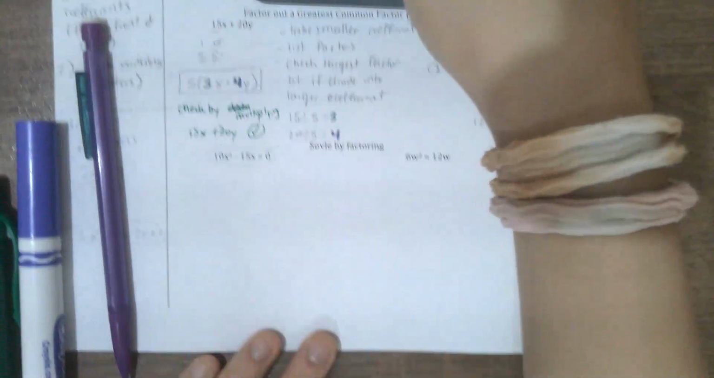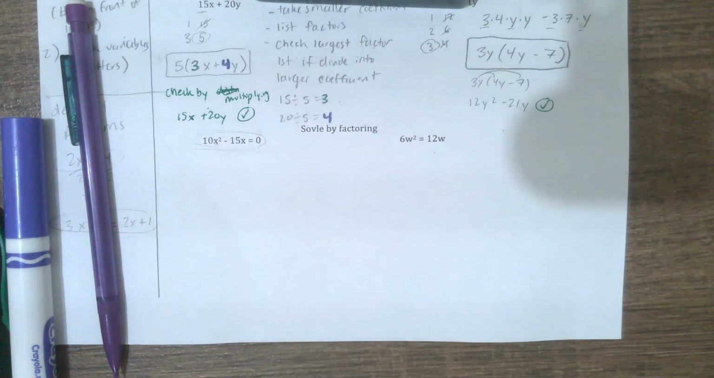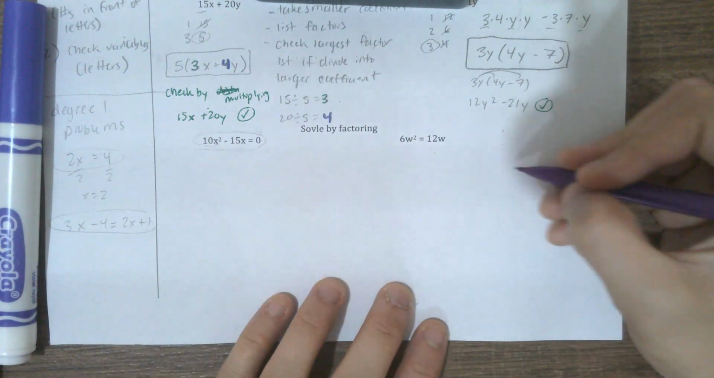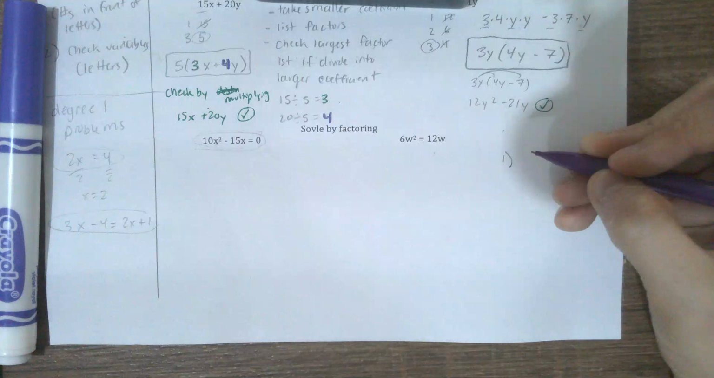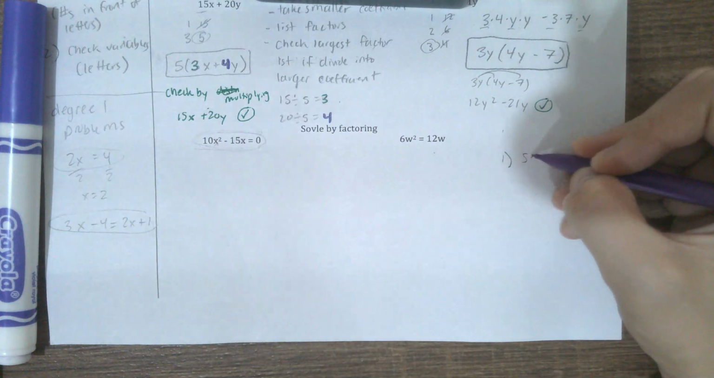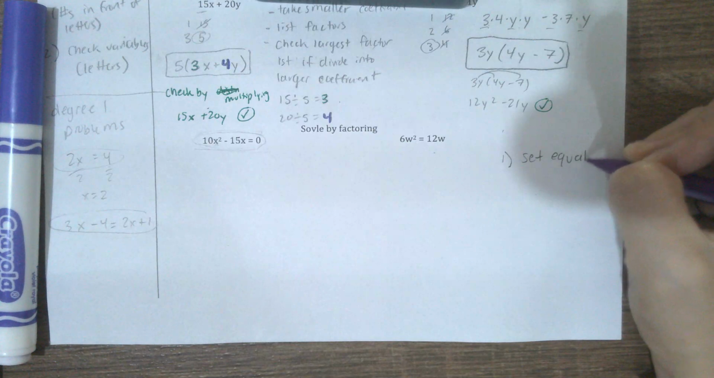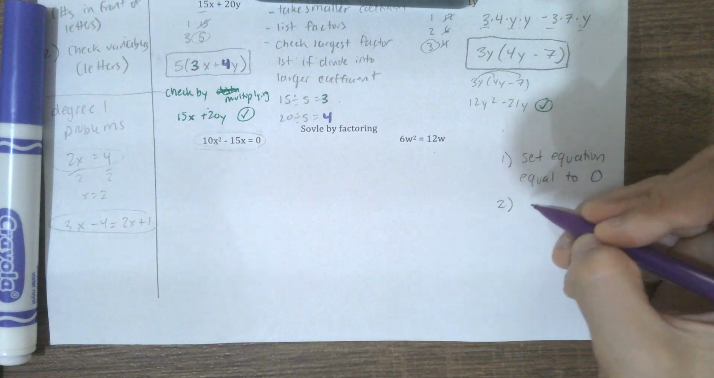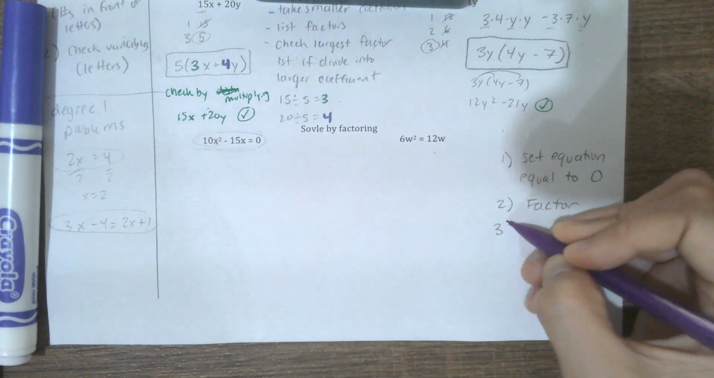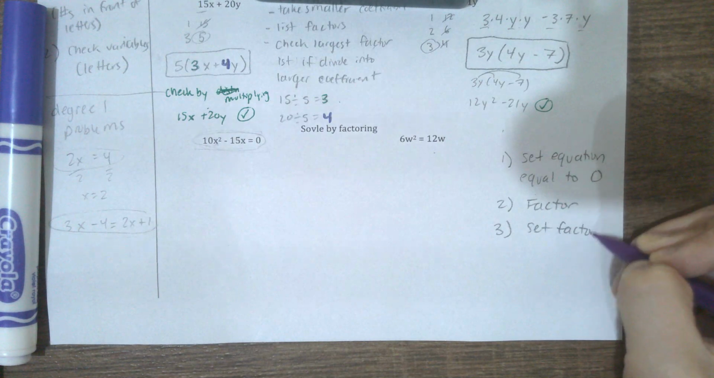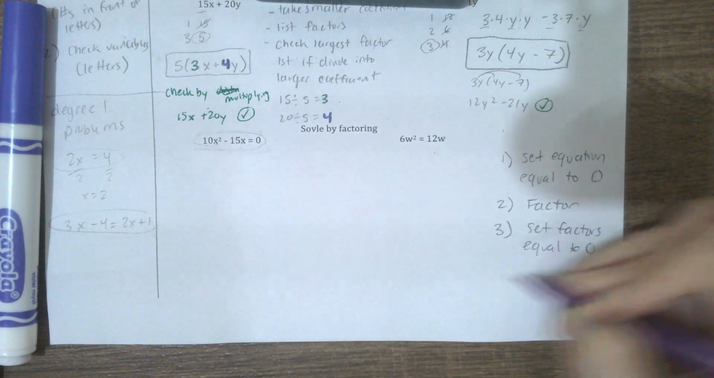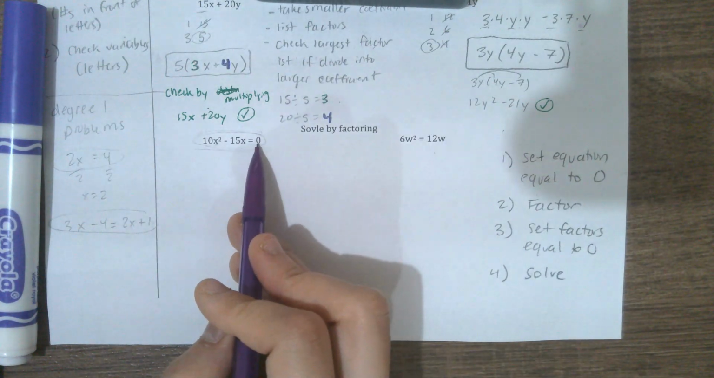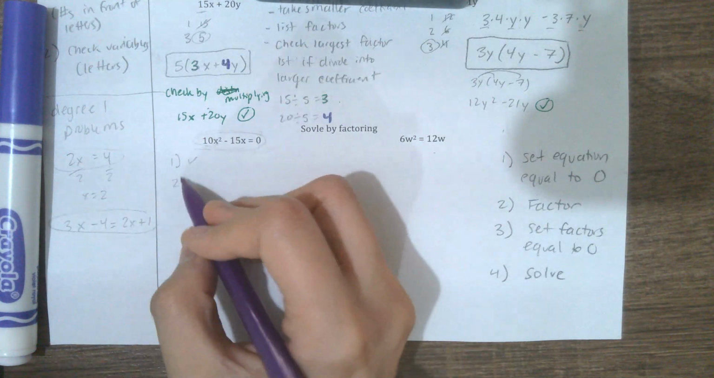Okay, so solve by factoring. This is the same thing except we're going one extra step in solving. So the first step is we set it equal to 0. Second step is we factor. Third step, set factors equal to 0. Fourth step, solve. Okay, so this one is already equal to 0. So 1 is done. 2, we're going to factor.